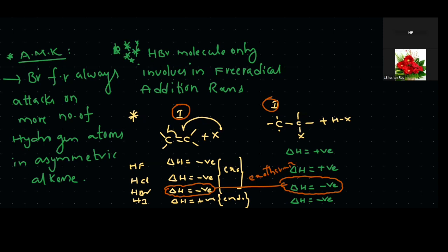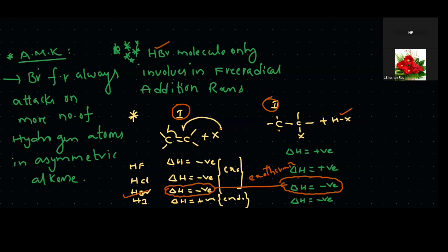Did you understand this? Very, very important. Delta H negative means energy is released by the given molecules, and that one is always a stable compound. In this free radical addition reaction, only the HBr molecule releases energy in both steps. When the X free radical attacks the alkene, after the formation of this free radical, it again reacts with the HX molecule. That's why only the HBr molecule is involved in free radical addition reactions, but not the other molecules.